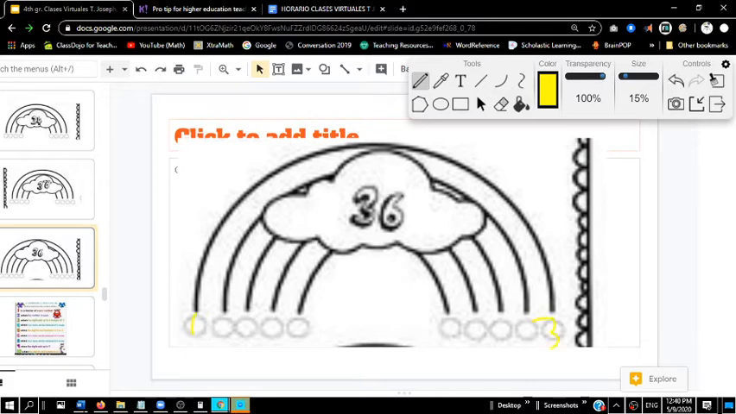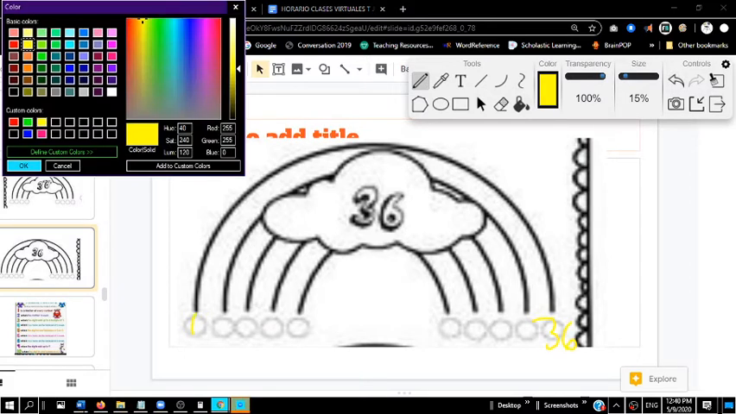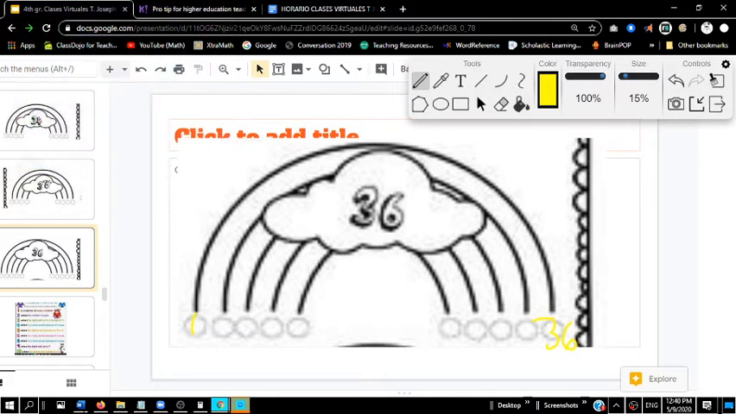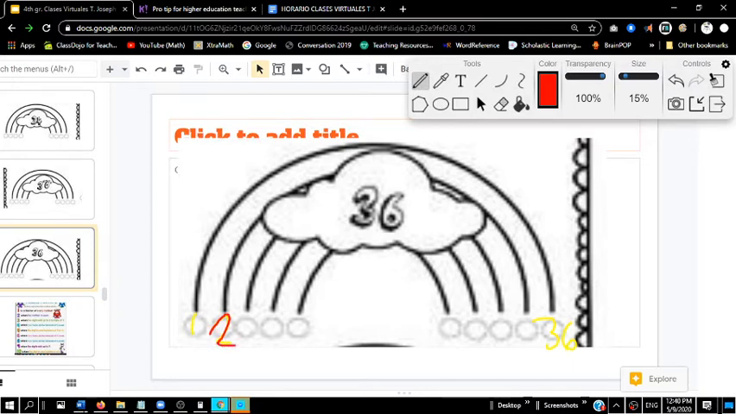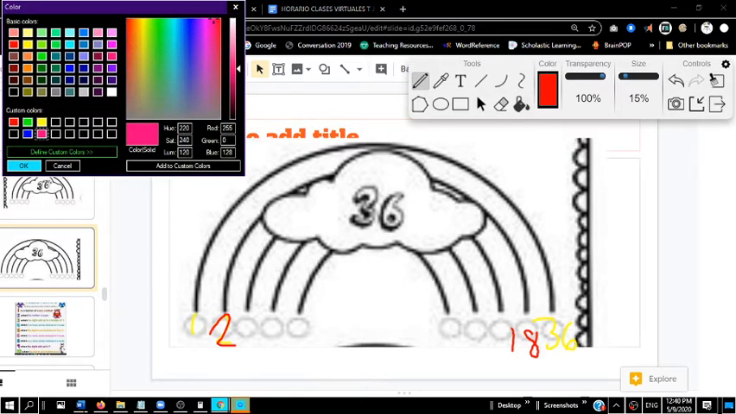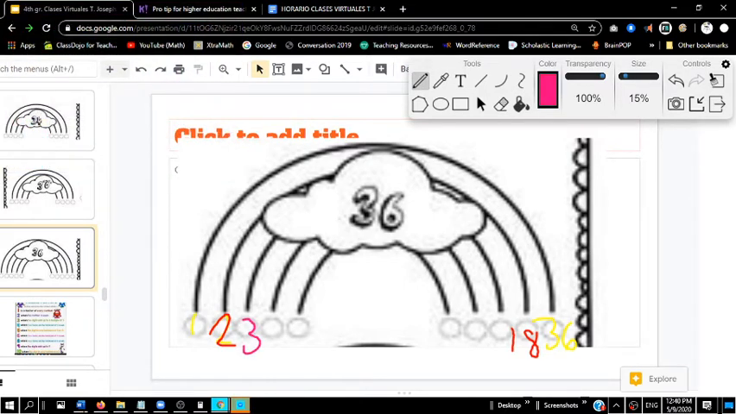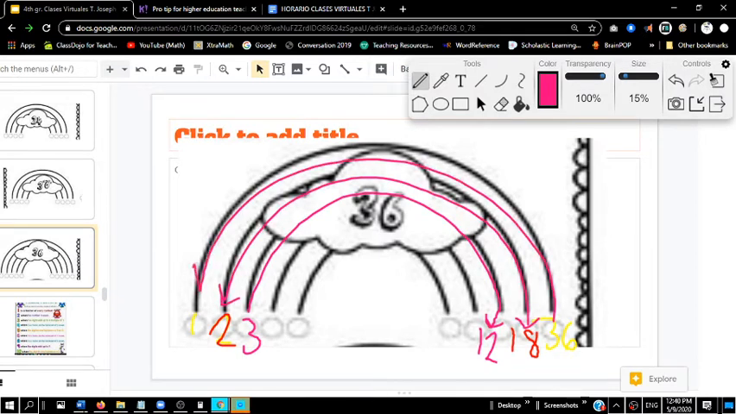1 times 36. And 2 times, I didn't pick the color. 2 times, what numbers? 2 times 18 is 36. And 3, we can do 3. 3 times 12 is 36. So we can just connect those, right? Those are our different factors. Just connect those out so we understand what they are.